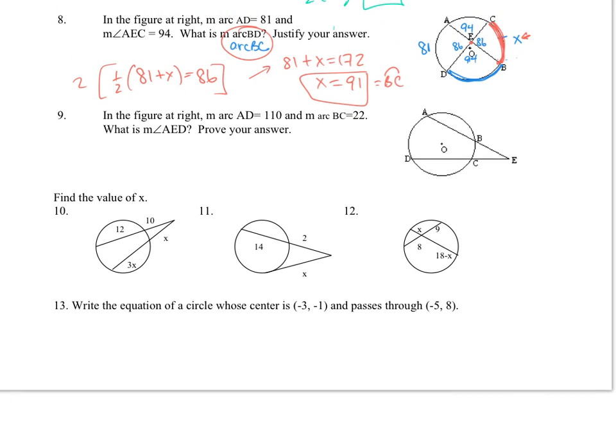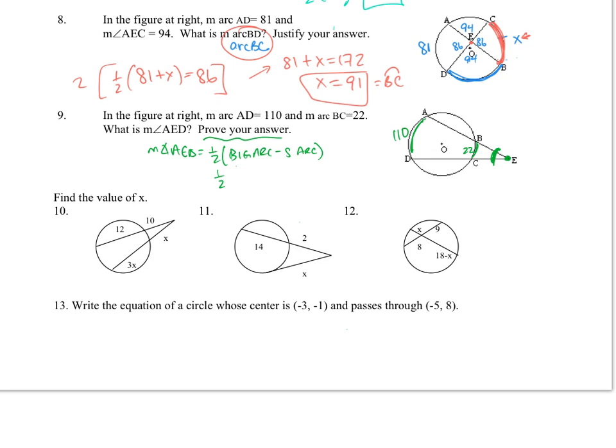Okay, moving on now to number 9. So for number 9, it says the figure at the right, arc AD is 110, and the measure of arc BC is 22. We need to find the measure of angle AED. Prove your answer. Well, to prove our answer, we know that this angle, since it's a secant, is going to be 1/2 the larger arc minus the smaller arc. So the measure of angle AED equals 1/2 the big arc minus the small arc.